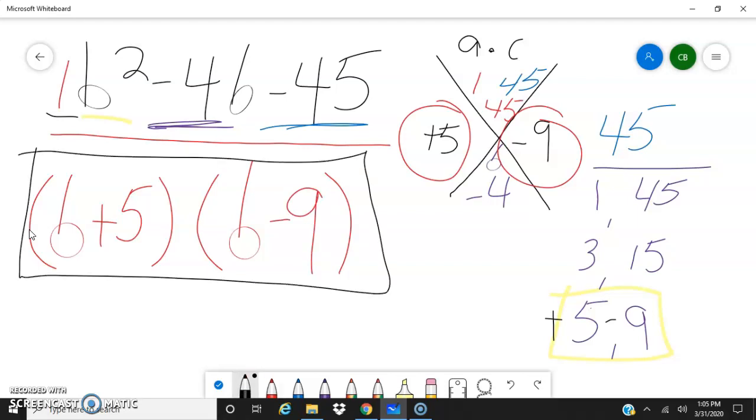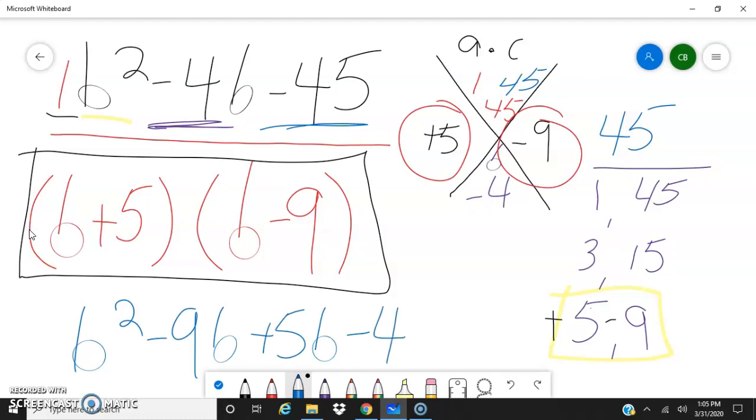Now, you could always go back and FOIL to check your work if you wanted to. Let's go ahead and do this real quick. b times b is going to be b squared. b times -9 is -9b. And then plus 5b minus 45. Once we combine our like terms here, that'll give us our -4b that we're wanting.